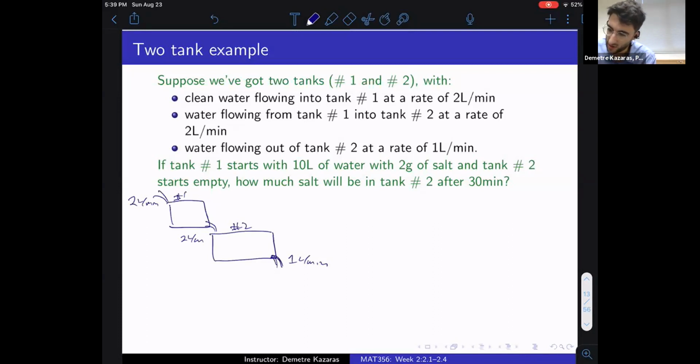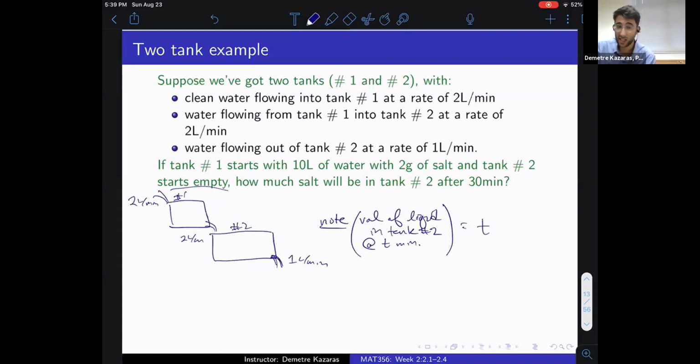Right off the bat, we can note the volume of liquid in tank 2 at time t. We read ahead a little bit and notice that tank number 2 starts empty. So it's not so hard to see that the volume of liquid in tank number 2 at time t will be just t. Every minute that goes by, it'll accumulate 1 liter of liquid, since it loses 1 every minute and gains 2 every minute, so in total it will gain 1.